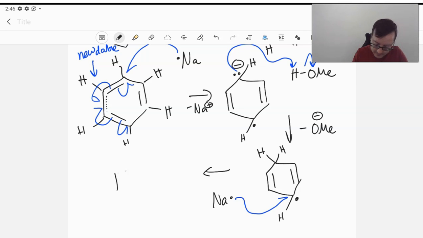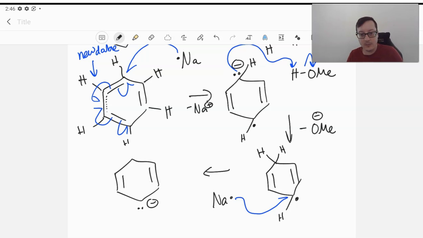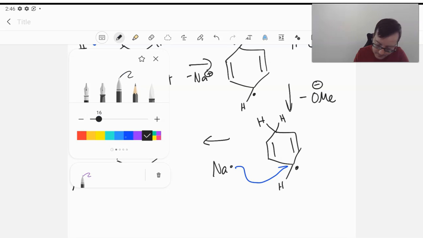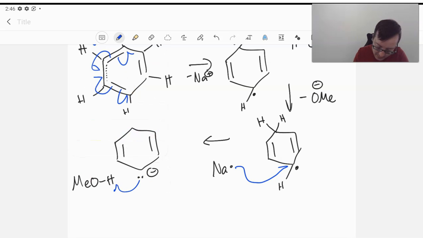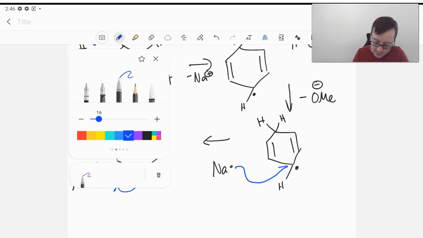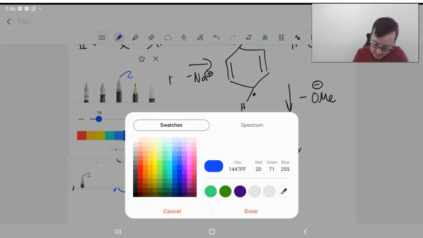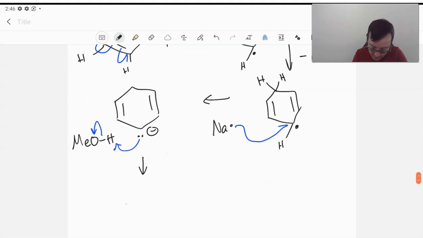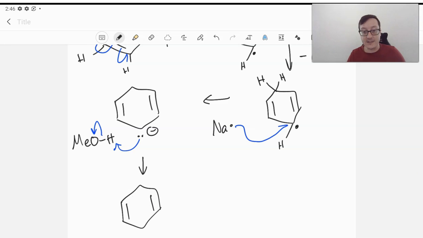As a result, we have now a lone pair down there with a negative charge. It's going to go ahead, just like before, and find a methanol. And we're going to go ahead and again, in a 2-electron process now, grab one of those protons. And as a result, we will end up now with our reduced benzene.